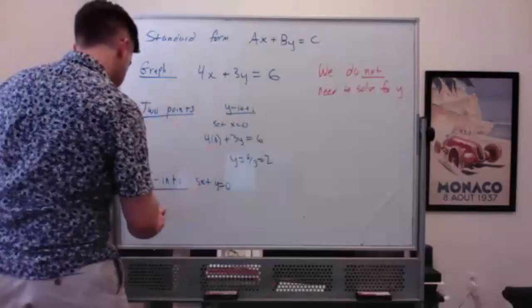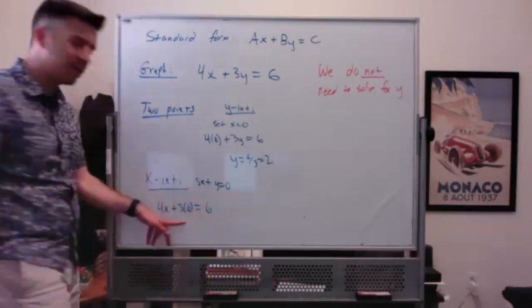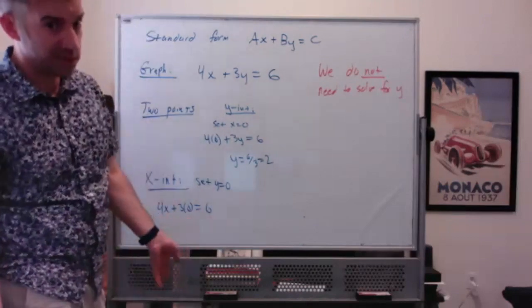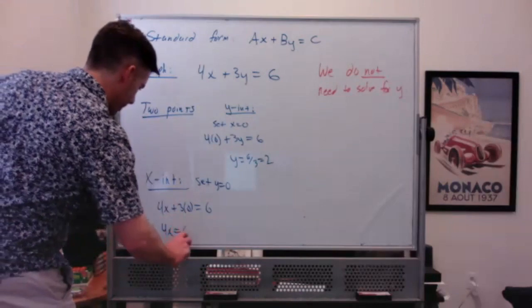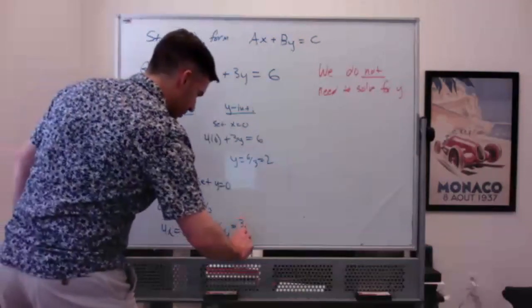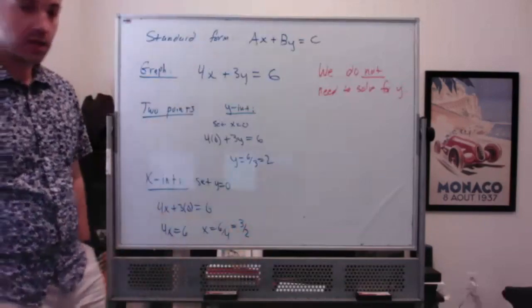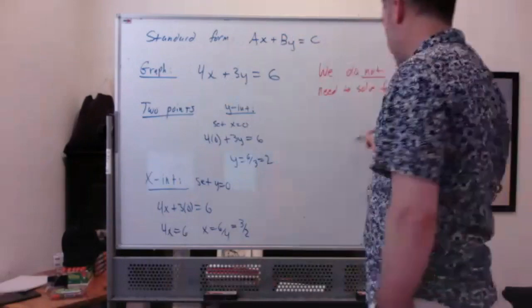I'm just going to plug it in. So I've got 4x plus 3 times 0 equals 6. You probably don't need to actually write that. You can be like, oh yeah, 4x equals 6. I know that 3 times 0 is 0. So 4x equals 6, x equals 6/4, and that reduces to 3 over 2. So my y-intercept is 2, my x-intercept is 3/2.